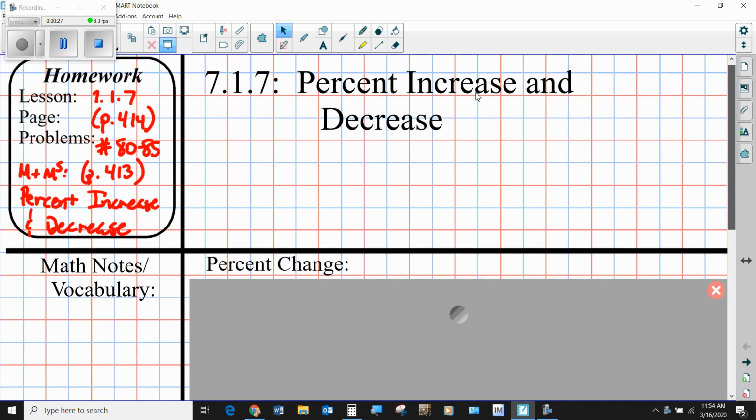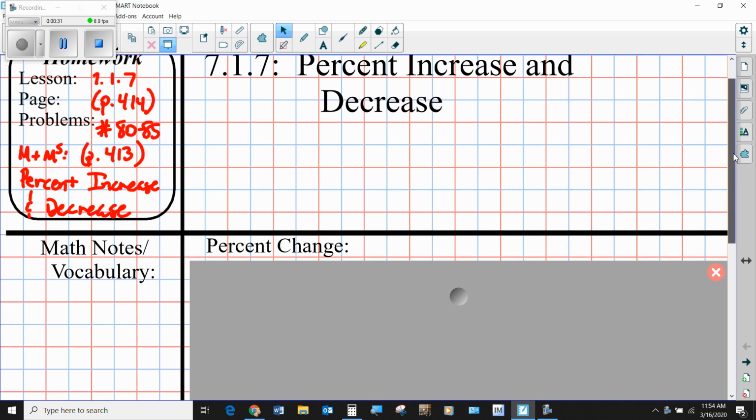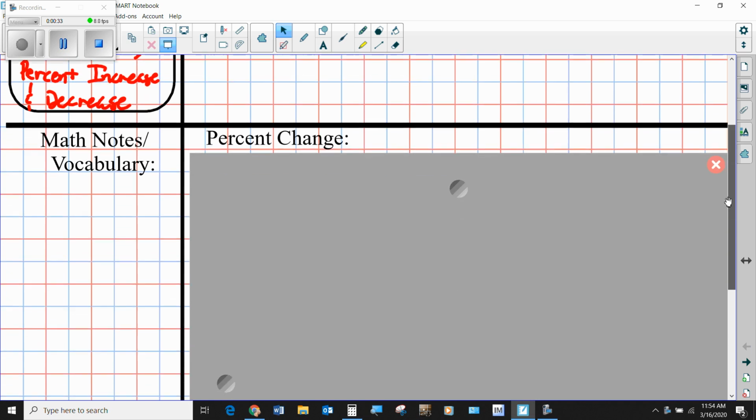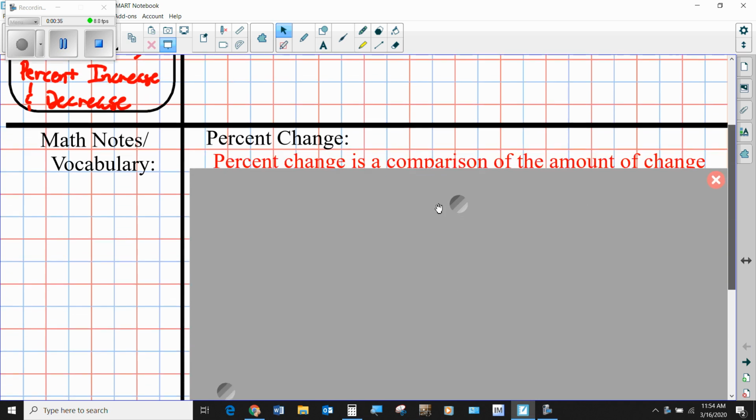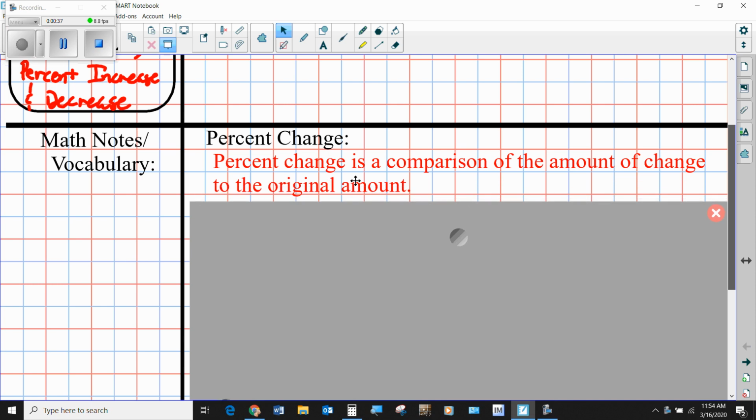This lesson is called percent increase and decrease. And the first vocabulary term that we're going to use is percent change. So the percent change is a comparison of the amount of change to the original amount. That's what we mean by percent increase or decrease. So first thing you need to do, when you look at a situation, is determine: did the amount increase or did the amount decrease?